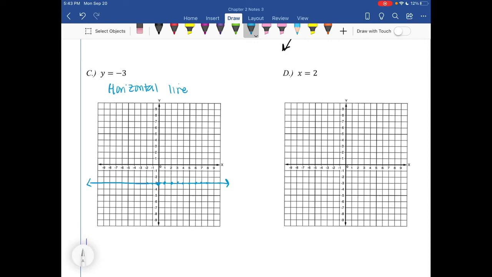But what if we have an x equals line? See if you guys can do that one on your own. Since x is opposite of y, you're now going to have a vertical line anytime you have x equals some number. And the line's going to go through whatever that value is on the x-axis. So in this case, we have a vertical line through +2 on the x-axis.